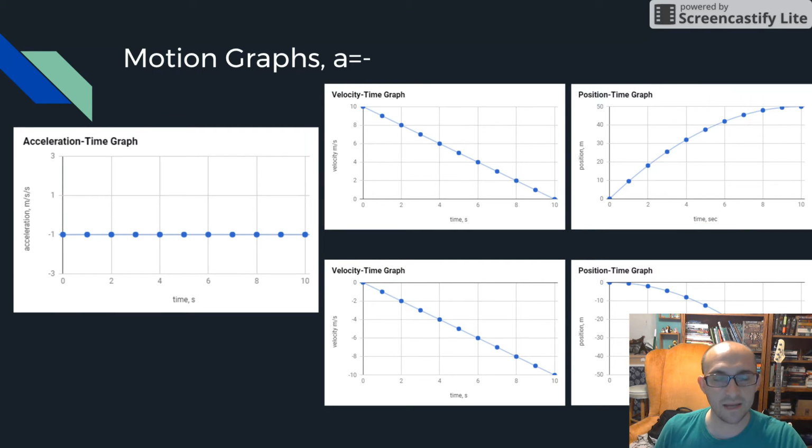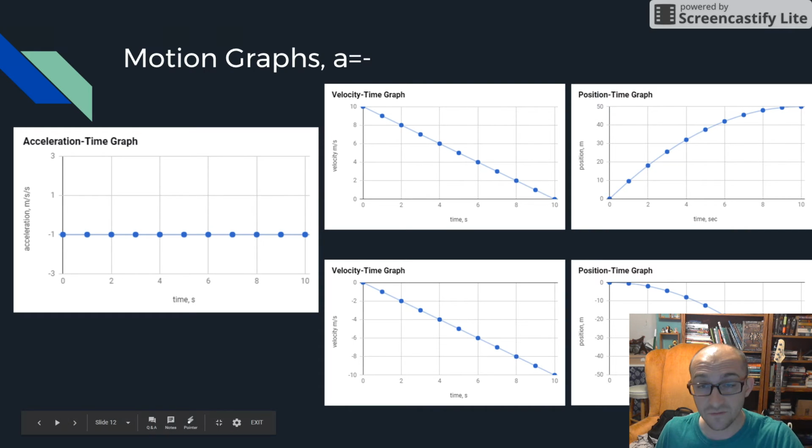All right, and negative acceleration. Exactly what we'd expect, except everything is flopped. Velocity is going down, which means that the slope is going to go down. The velocity is getting more negative, so I'm going to see the slope get bigger and more negative.